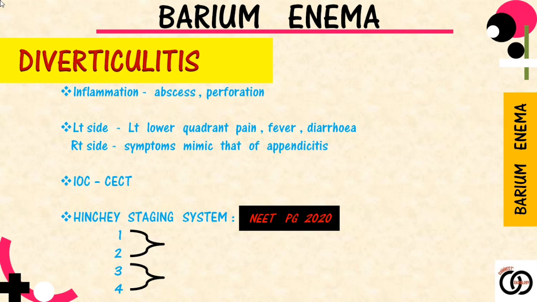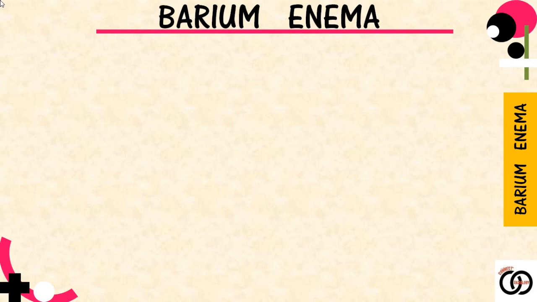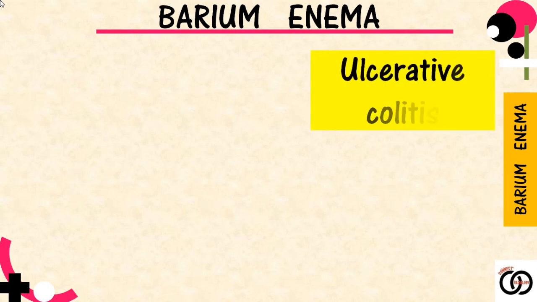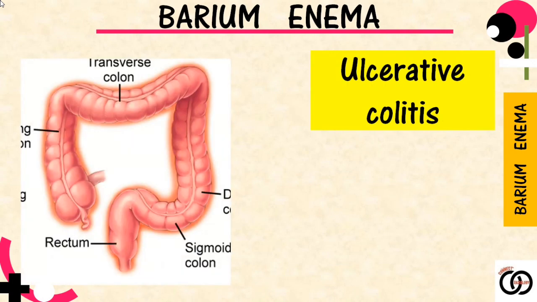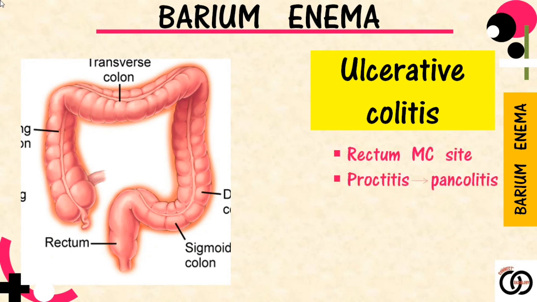Now moving forward. Next, I want to tell you about ulcerative colitis. Remember, the rectum is the most common site. There is proctitis, meaning inflammation of the rectum first, which later leads to pancolitis, meaning inflammation of the full colon. There is continuous involvement of mucosa. Because of the chronic inflammation and fibrosis, the ileocecal valve opens due to the push, which leads to spillage of disease to the ileum, also known as backwash ileitis.